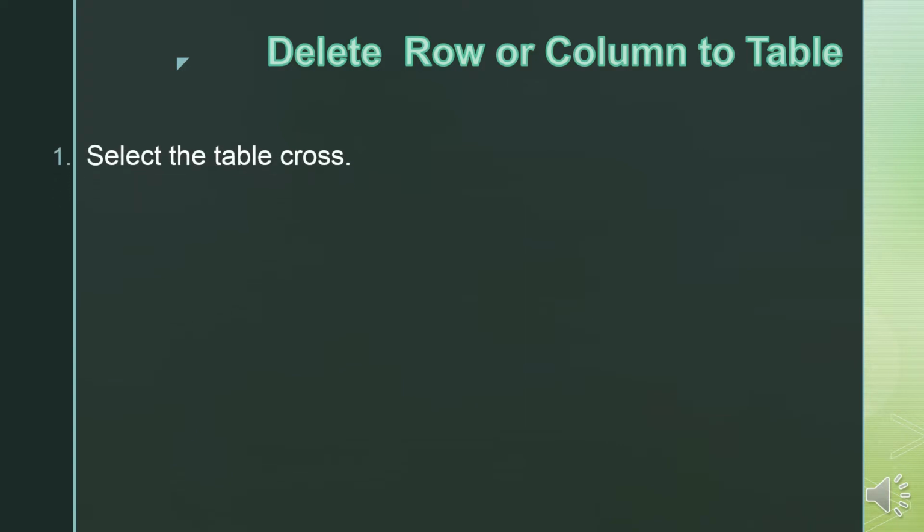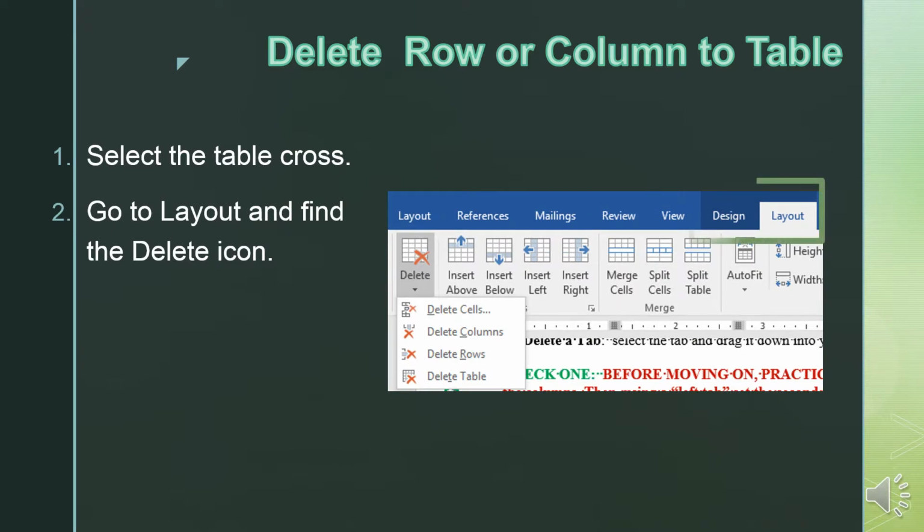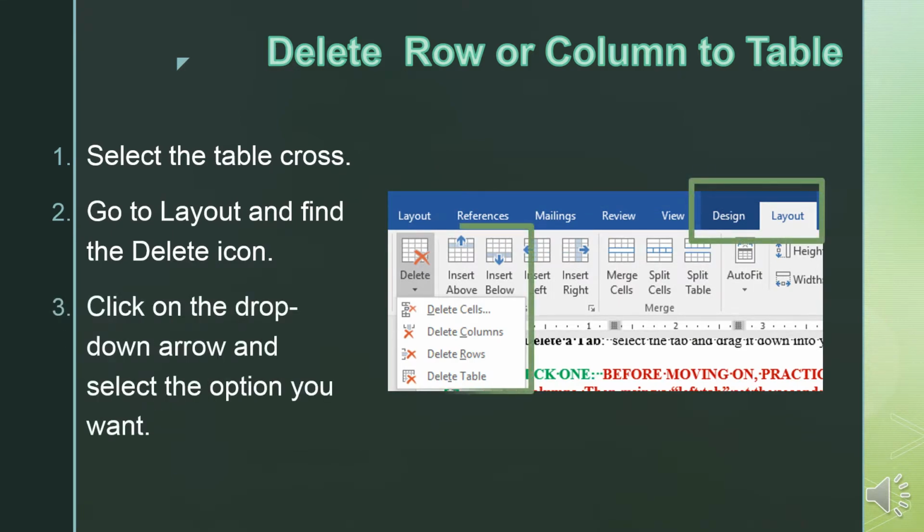Deleting rows or columns in the table. Select the table cross. Go to Layout and find the Delete icon. Click on the drop-down arrow and select the option you want, including being able to delete an entire table.